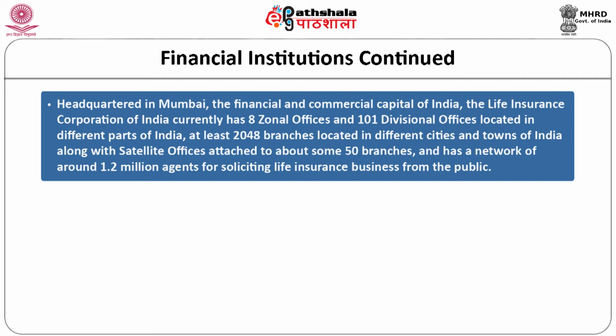It has at least 2048 branches located in different cities and towns of India, along with satellite offices attached to about 50 branches, and has a network of around 1.2 million agents for soliciting life insurance business from the public.